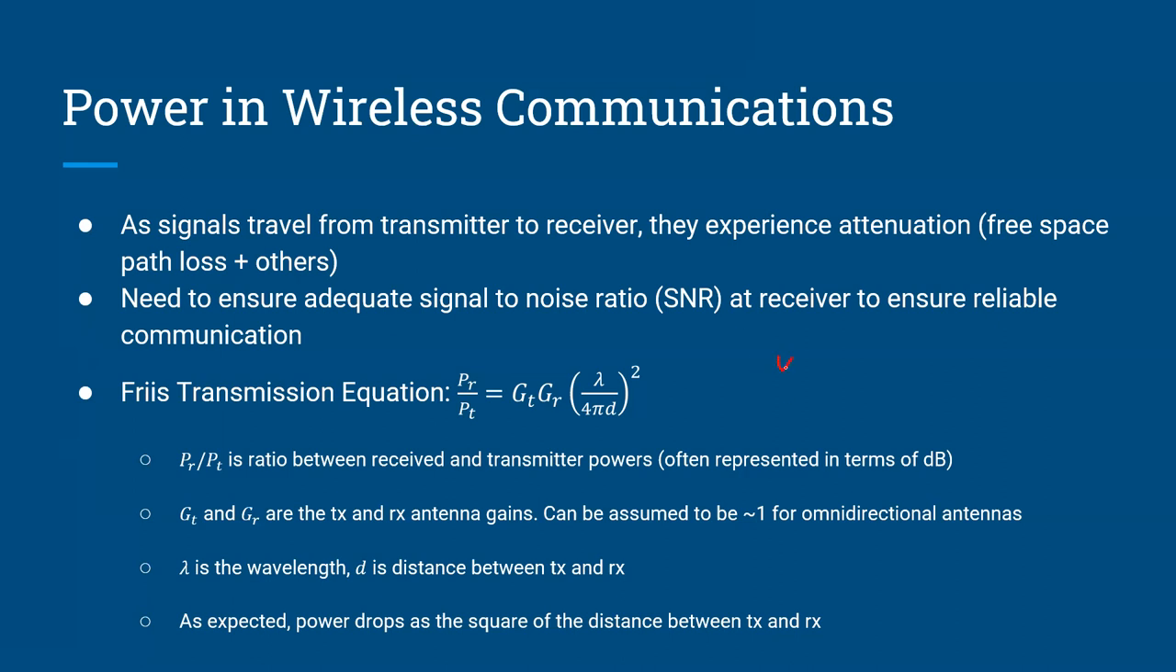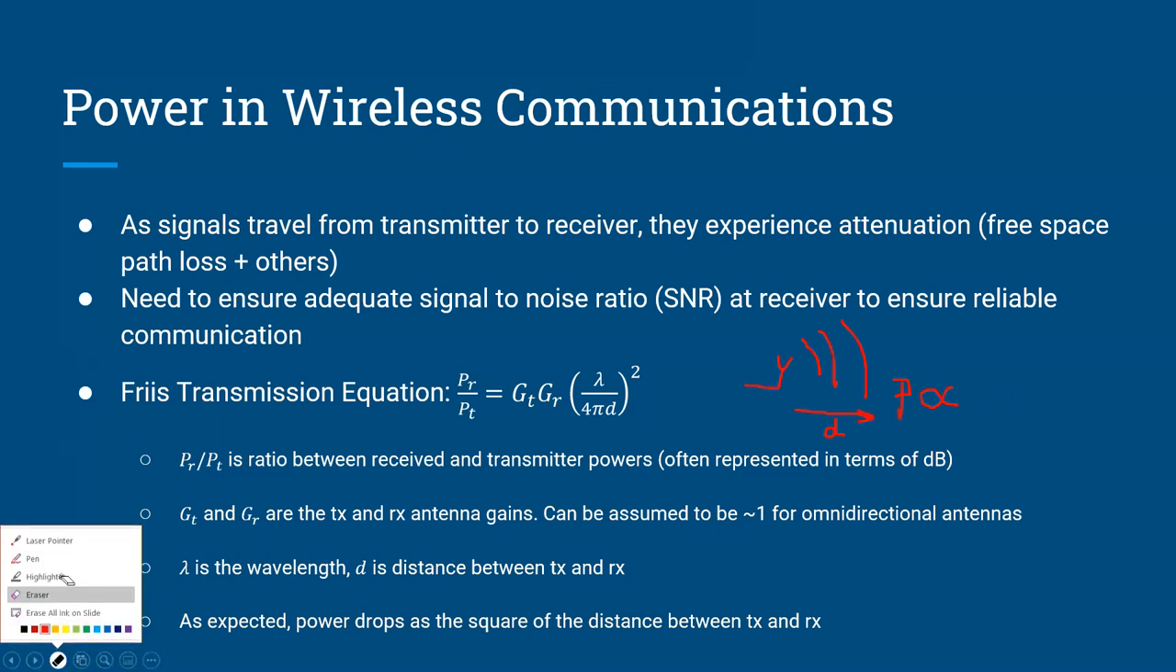So you have your antenna, your transmitter antenna, it's sending out signals. And you're some distance d away from the antenna, and the power will drop as 1/d², right? And that's just a property of radiation in all directions.